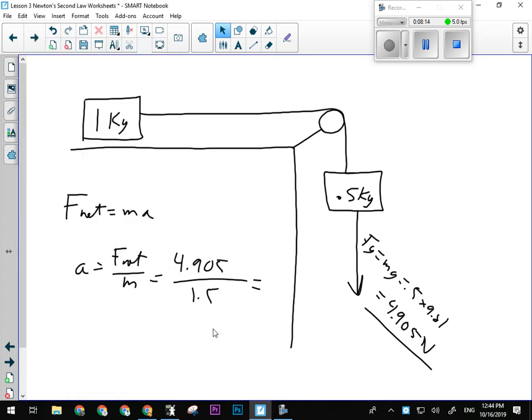Now we only have one significant digit. I wouldn't do that on a test. So we would actually have just 3 meters per second squared, and then what would I have to write on this? Because I asked you for the acceleration of the cart. Right, the direction.